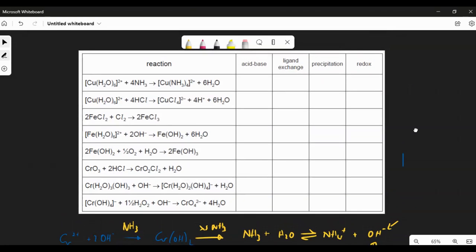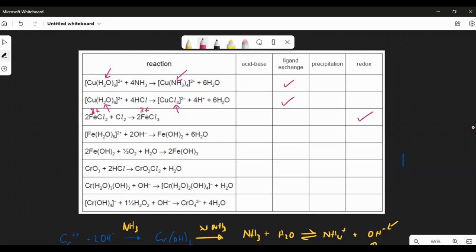So let's try and answer the question now. What's the first one? Well, you have water as ligands, and then you have ammonia as ligands. That straight off looks like ligand exchange, and that is. There's nothing wrong with that. Second one, you have water as ligands and you end up with Cl- as ligands, so that's also ligand exchange. Third one, the oxidation number of the ion is not 3, it's 2+, and it's 3+ here.